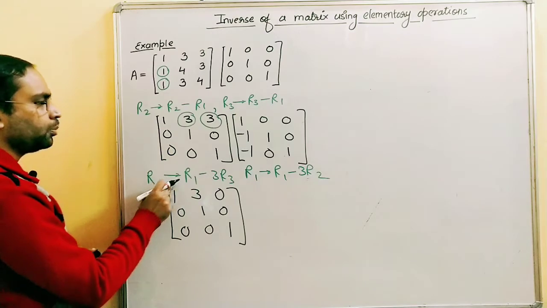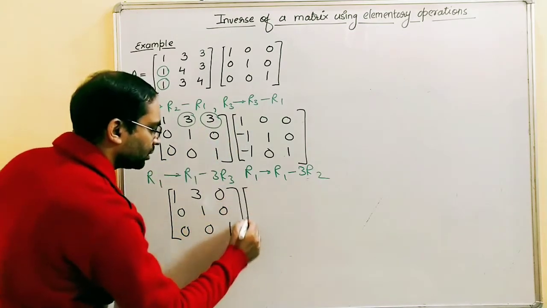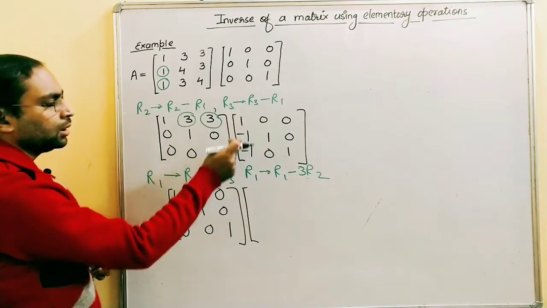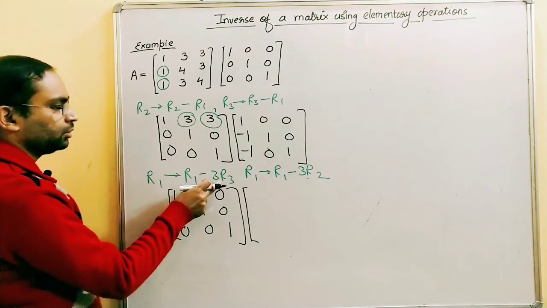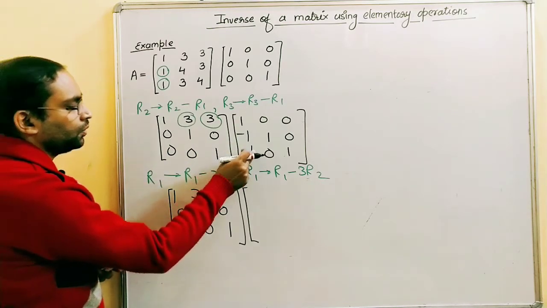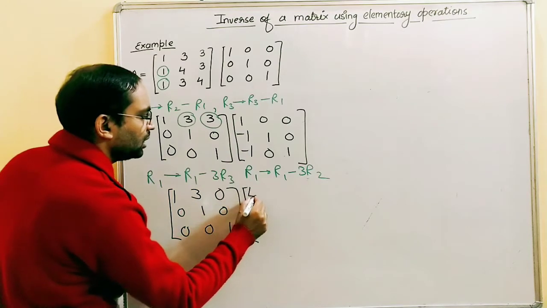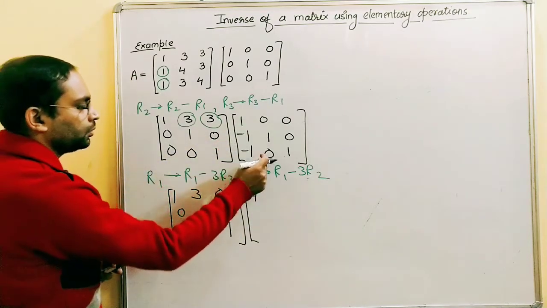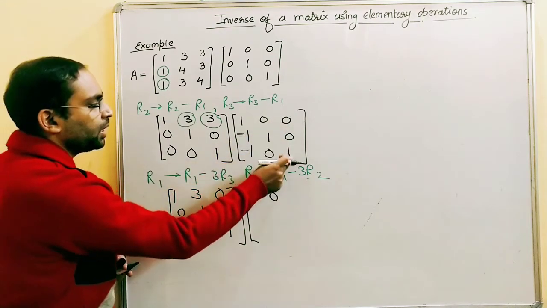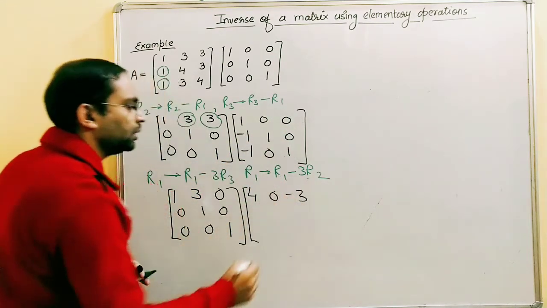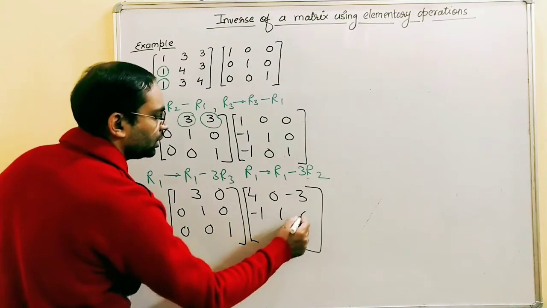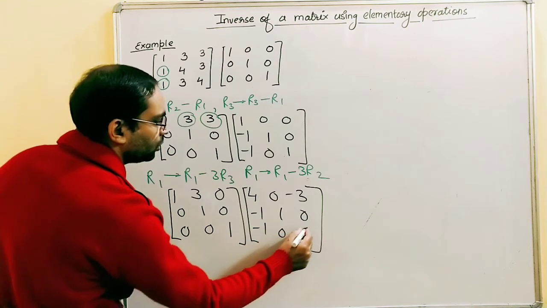And let me perform this operation on the other matrix also. So this is R1 minus 3R2, this is R1 and minus 3R3. So R1 minus 3R3 will be a plus of 3. So 1 plus 3 will be 4. Then 0 will remain 0 only. Then this is R1 minus 3R3, that is 0 minus 3, so this will be minus 3. So this is minus 1, 1, 0, minus 1, 0 and 1.